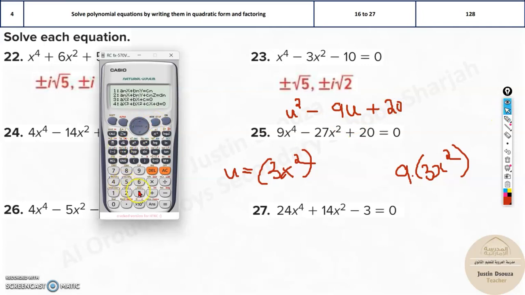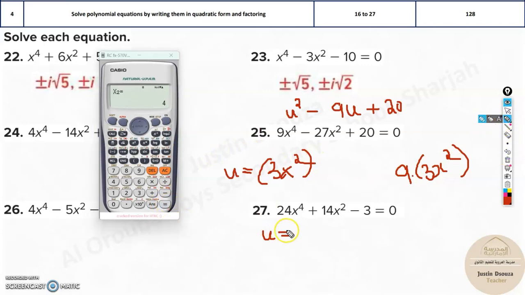Now, substitute these values. What is before u squared? That's 1, then minus 9, because before u it's minus 9. And lastly, we have 20. What are the answers? u is equal to 5, and u is equal to 4. Only two answers, u1 and u2.